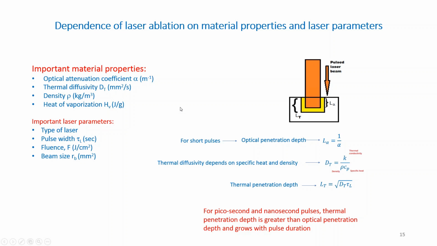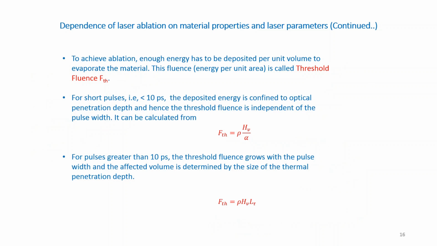So to achieve ablation, enough energy has to be deposited per unit volume to evaporate the material. The fluence required is called the threshold fluence. So threshold fluence is the minimum amount of energy per unit area you have to supply to ablate the material. For short pulses, less than 10 picoseconds, the threshold fluence does not depend on pulse width and is given by this equation, rho H_V over alpha. H_V is the heat of vaporization, rho is density, and alpha is the attenuation coefficient.